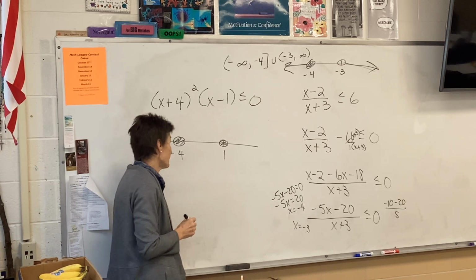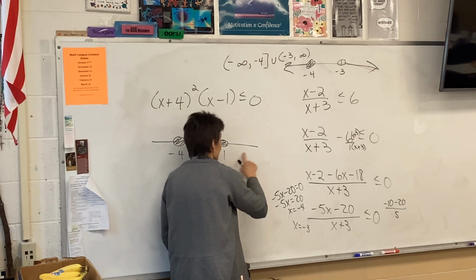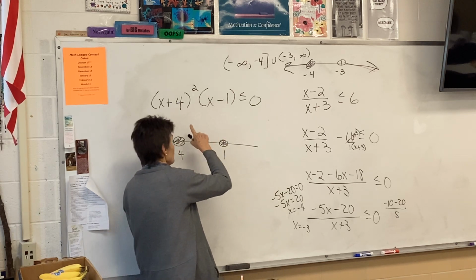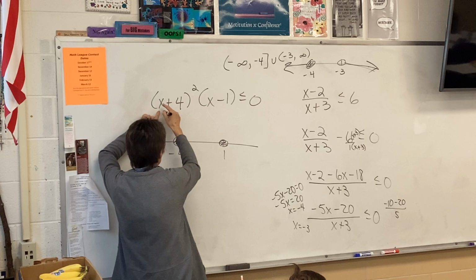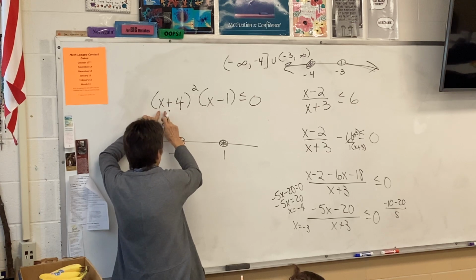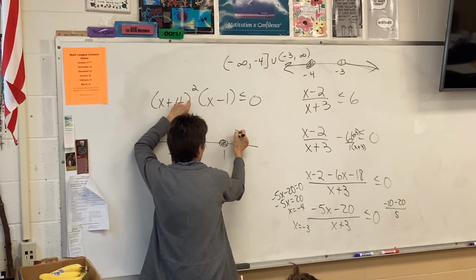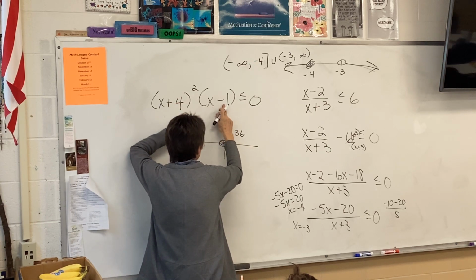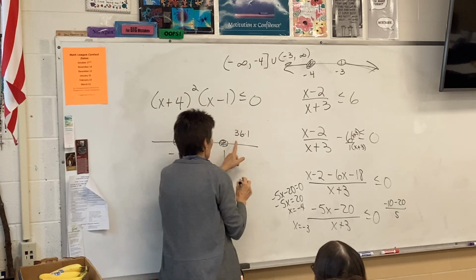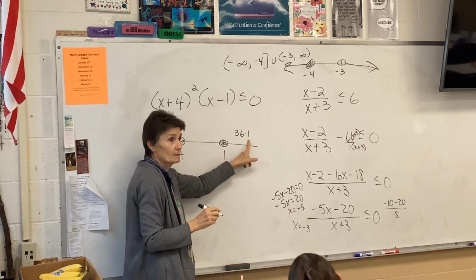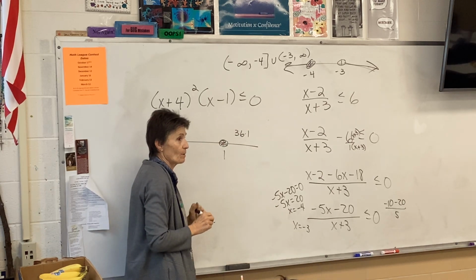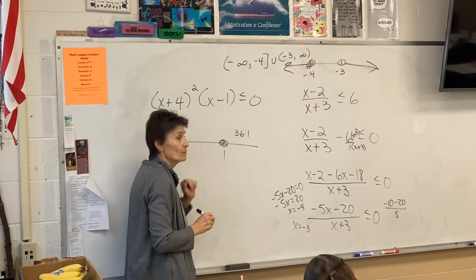And now we start picking. So what's the number out here? 2. If I put 2 in, what's 2 plus 4? Squared, 36. Put 2 in, you get 1. 36 times 1. Is that less than 0? No, so I'm not going to shade there.